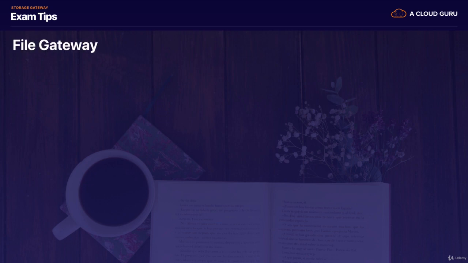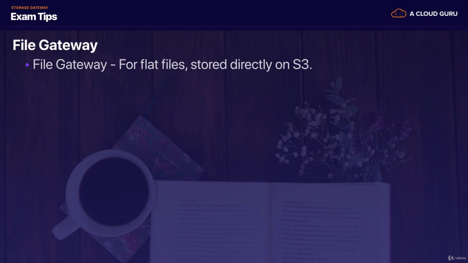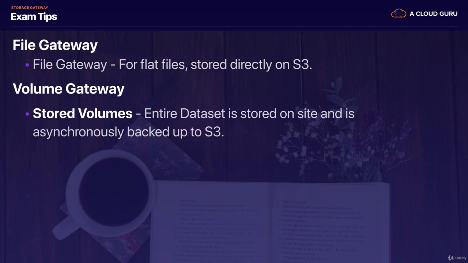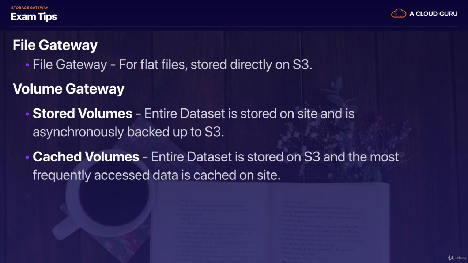So what are my exam tips? Well, we've got File Gateway. This is NFS, and it's for flat files, and it's going to be stored directly on S3. We've got Volume Gateway, which is using iSCSI, and it consists of two different volumes. So we've got stored volumes, where your entire data set is stored on S3. Then we've got cached volumes, and this is where your entire data set is still stored on S3, but the most frequently accessed data is cached on site.